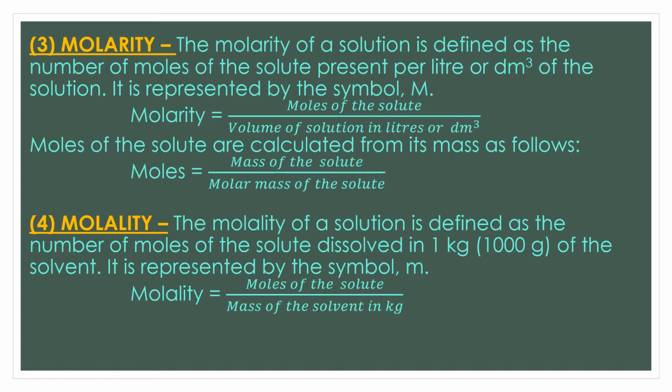Another one is molality. The molality of a solution is defined as the number of moles of the solute dissolved in 1 kg of the solvent. It is represented by the symbol small m. So molality is equal to moles of the solute divided by mass of the solvent in kg. In molarity it is moles of the solute per liter, while in molality it is moles of the solute per kg of the solvent. So let us do some questions based on these.